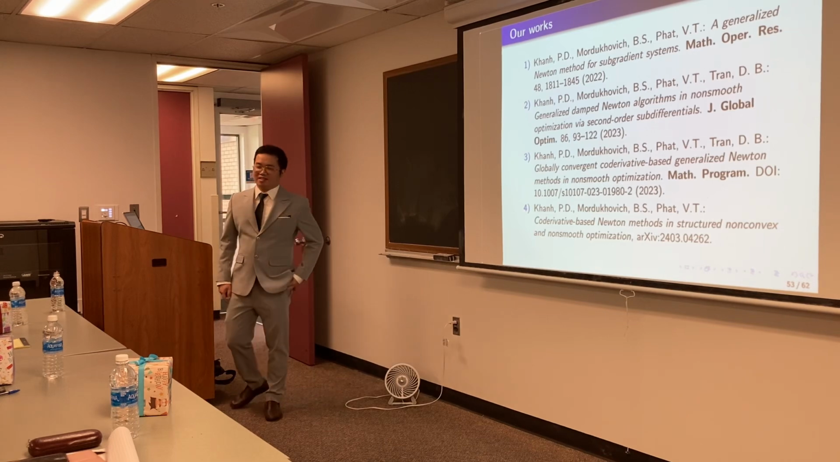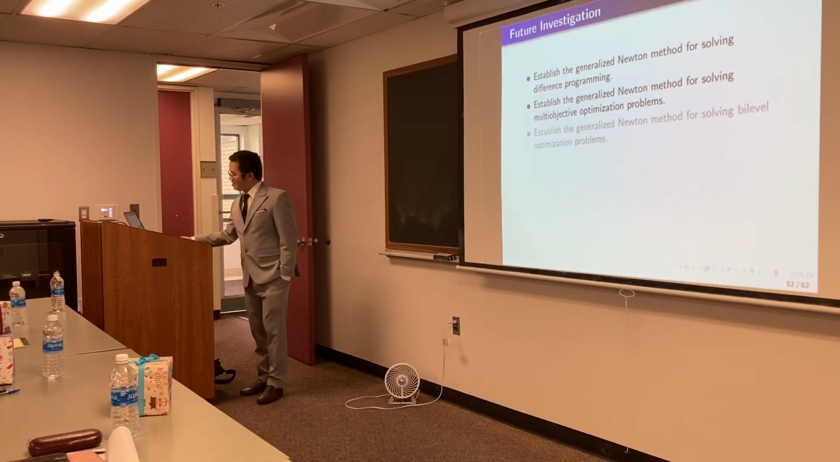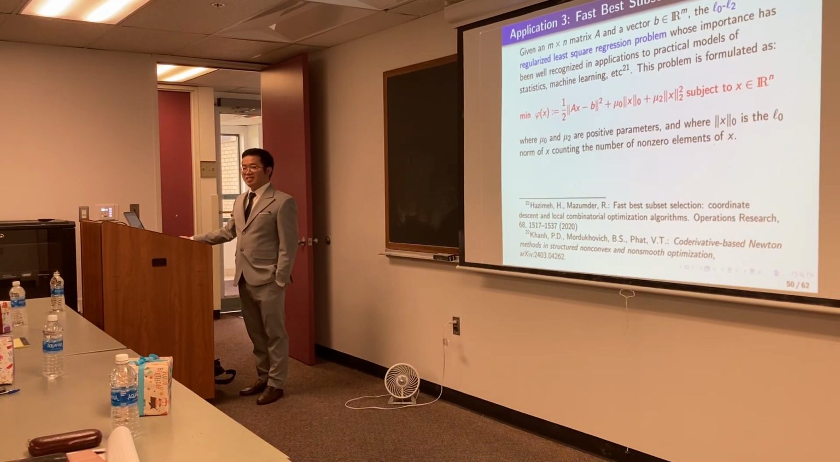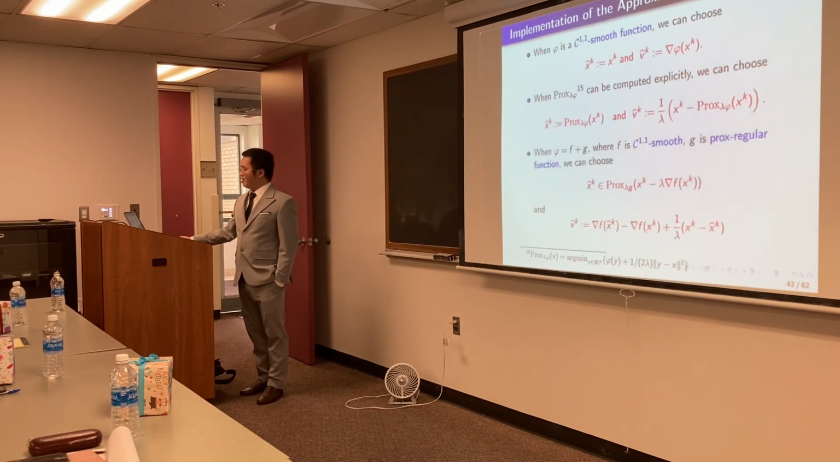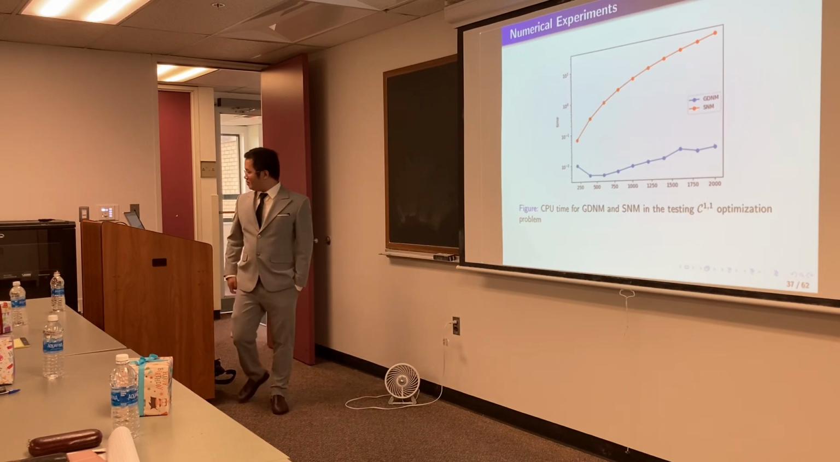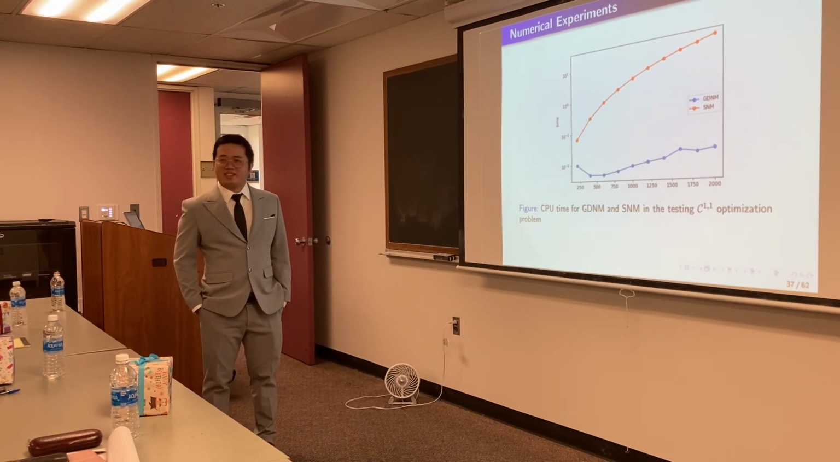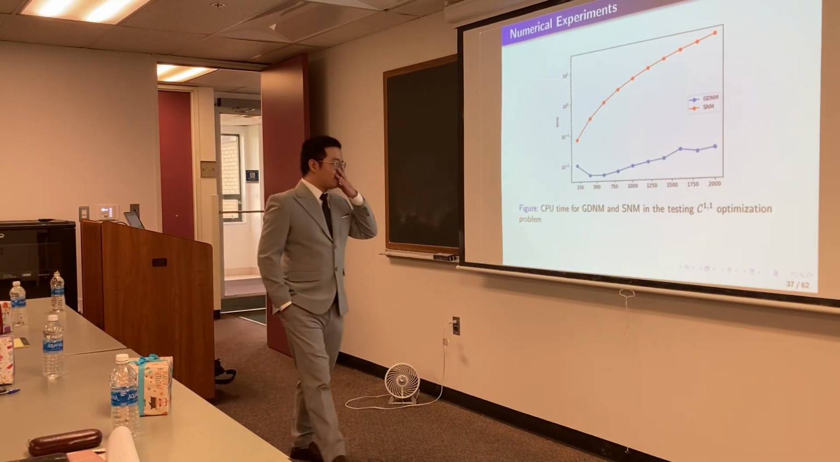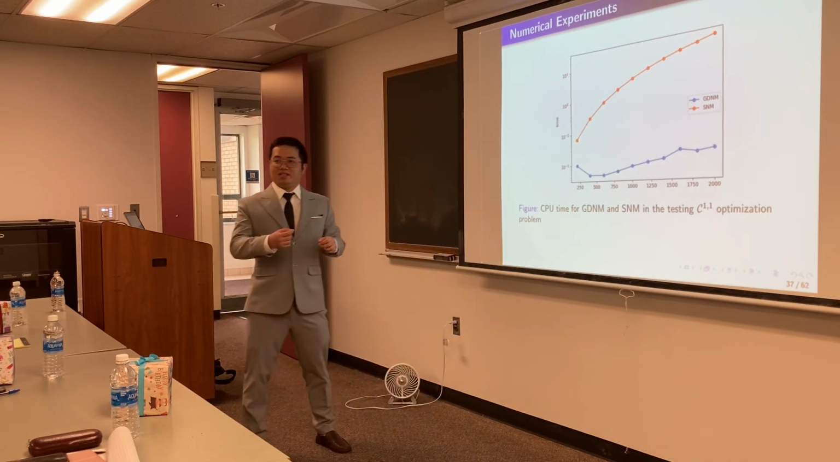Yes? Can you go back to the slide about the graph between GN, NM? The graph shows time and something. So what is on the OX axis? What is its unit? Yeah, this is the dimension for the problem.